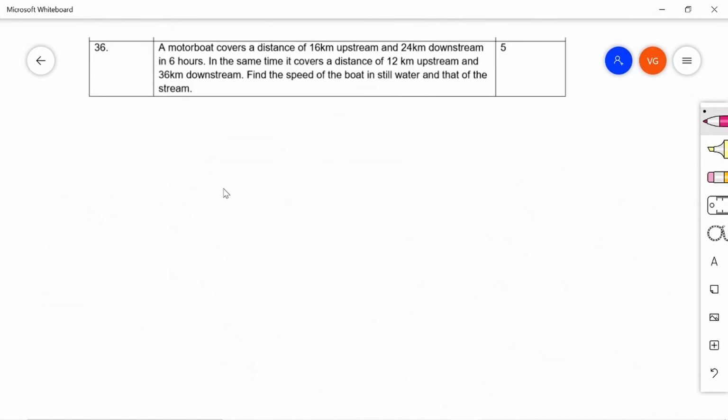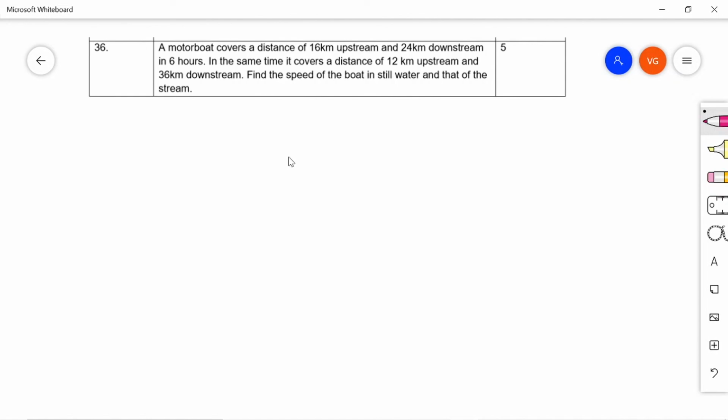Question number 36. This is the last question in the question paper. A motor boat covers a distance of 16 km upstream and 24 km downstream in 6 hours. In the same time, it covers a distance of 12 km upstream and 36 km downstream. Find the speed of the boat in still water and that of the stream.